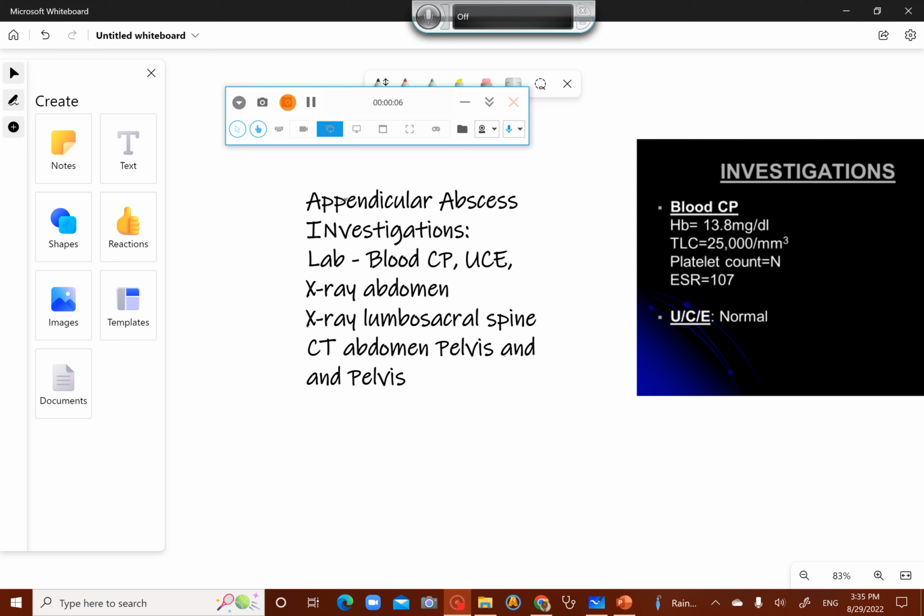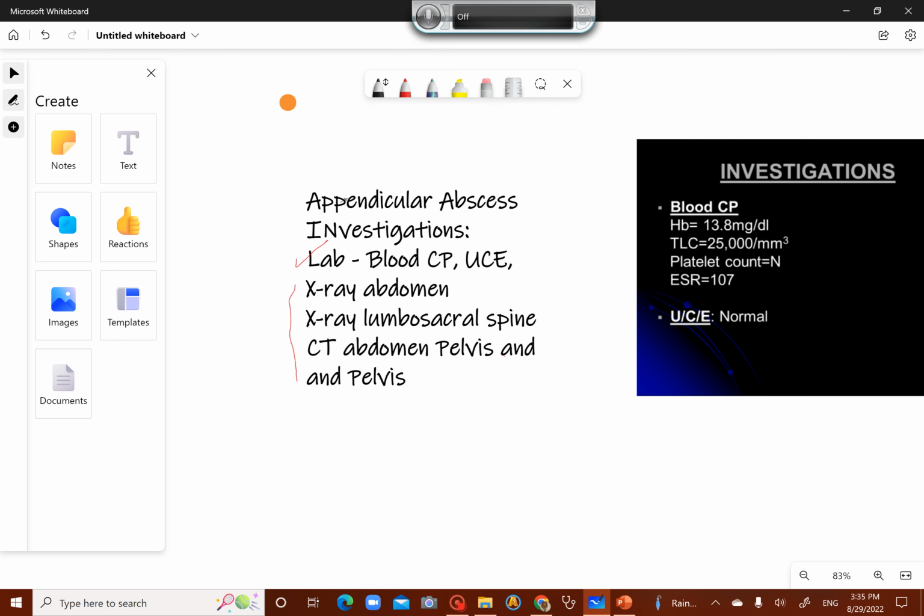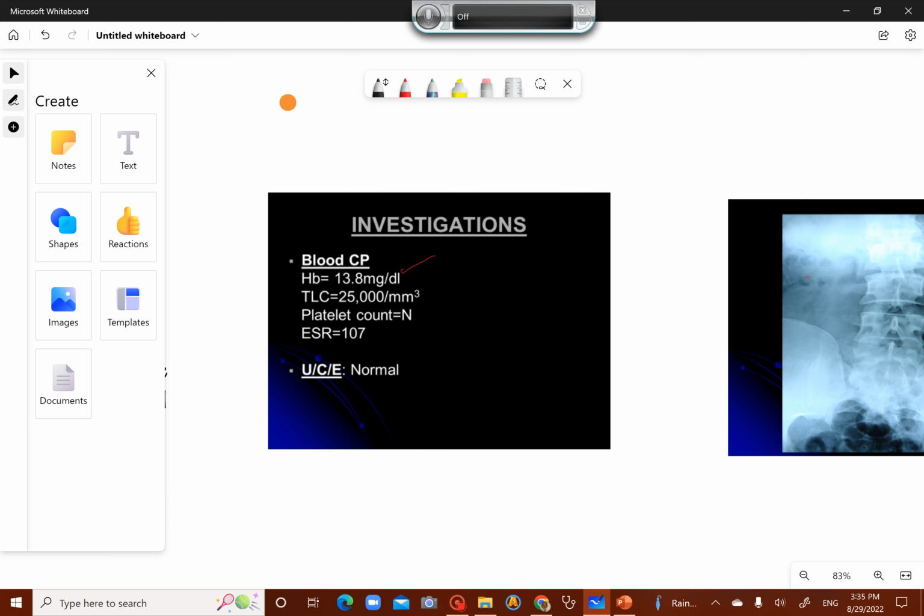This is the second part of the investigations regarding appendicular abscess, and the investigations were some lab tests and imaging techniques. So we come to the lab test first. Hemoglobin was quite normal, but total leukocyte count was 25,000 per cubic millimeter, and the patient was running fever, and this was very marked leukocytosis. Platelets were normal, ESR was 107, urea, creatinine, electrolytes within normal limits.